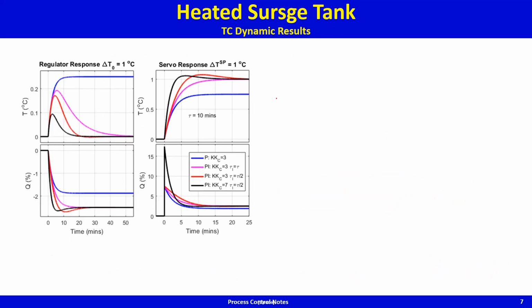Now let's look at, as you change the tuning, what kind of responses you get. If you have a P controller with KKc equal to 3, the response is this blue curve. If you have a PI controller with tau I equal to tau and KKc equal to 3, you get the magenta curve. That's this, reasonably smooth. If you have a PI controller with r equal to 2, that means tau I is tau by 2, you start getting oscillations, you start getting an undershoot.